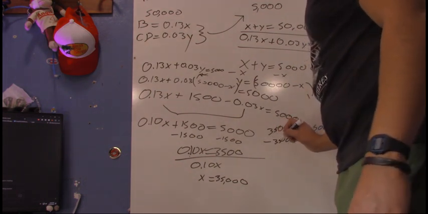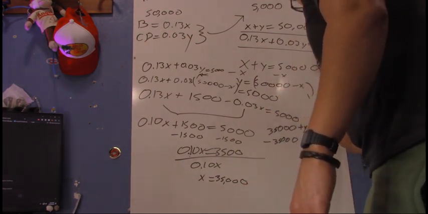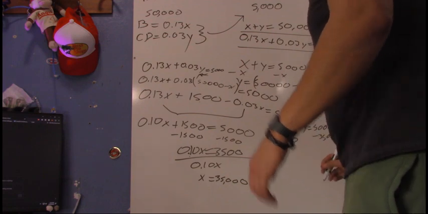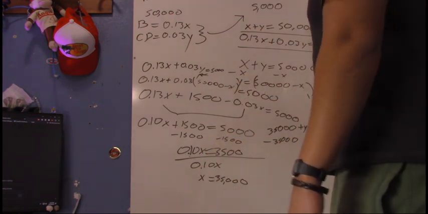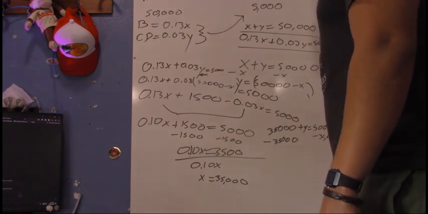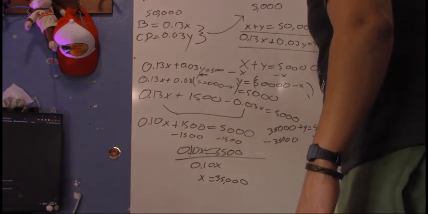I don't know if I'm blocking the camera, but. 50,000 minus 35,000 is 15,000. I am on a roll today.